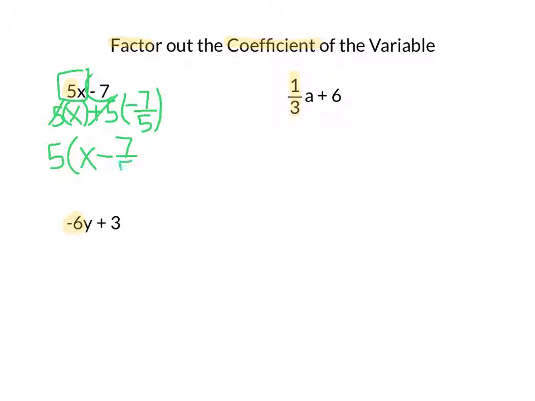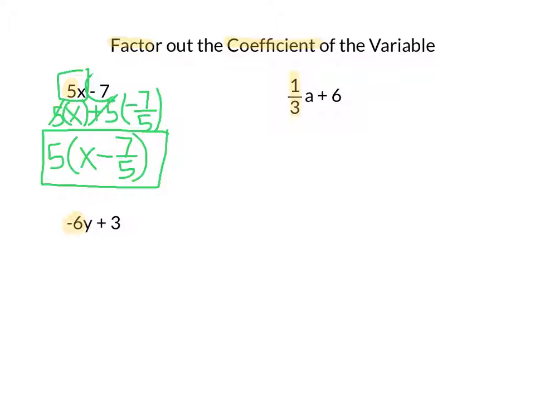Now, do you want to write that as 1 2/5? Or even minus 1.4? That would be fine. I like to leave it like this because then I can see where I factored out that 5. So let's try the next one.